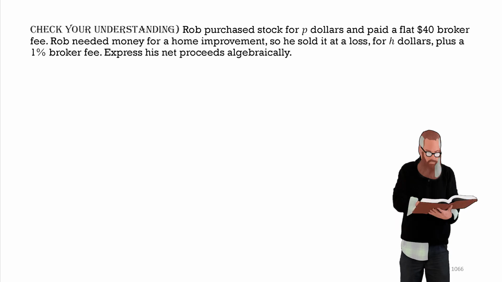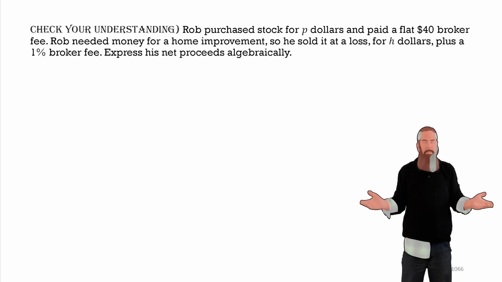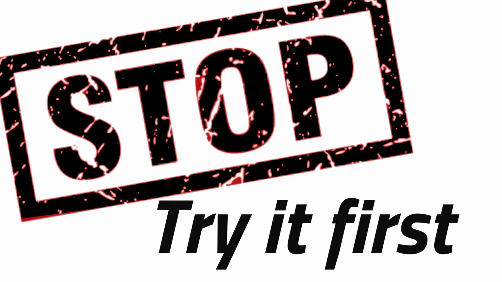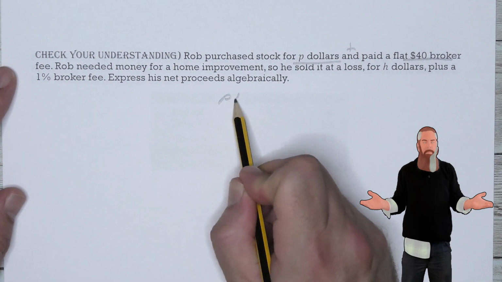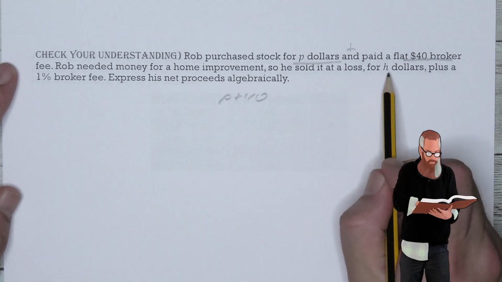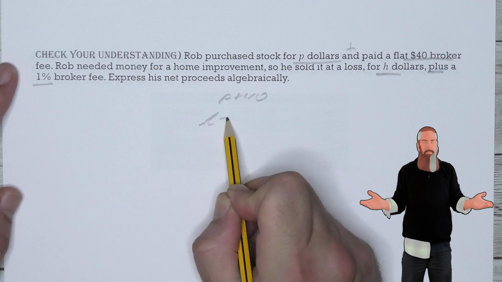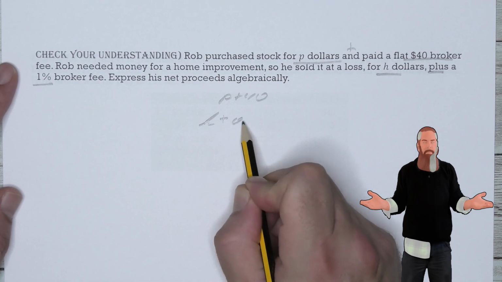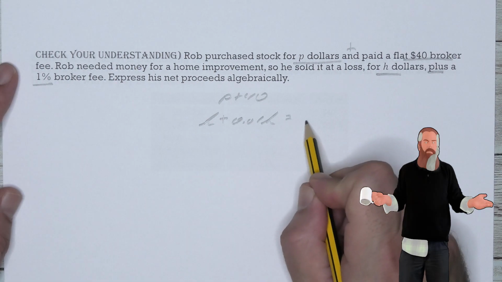Rob purchased stock for P dollars and paid a flat fee, $40. Rob needed money for home improvement, so he sold at a loss for H dollars plus a 1% brokerage fee. Express his net proceeds algebraically. Well, we know that he purchased it for P dollars and a flat 40. So P plus 40 was the purchase price. We also know that he sold for H, and the 1% fee is 0.01 times H.